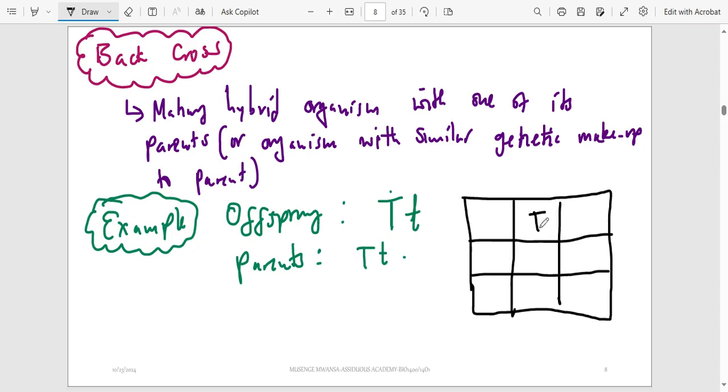You can see from the offspring you have got capital T, small t, and from the parent capital T, small t. So the offsprings that you are going to have in this case are capital T, capital T, capital T, small t, capital T, small t, small t, small t. So basically that is a back cross. Please don't forget that you are getting the hybrid, then you are crossing it with one of the parents, any one of the parents.